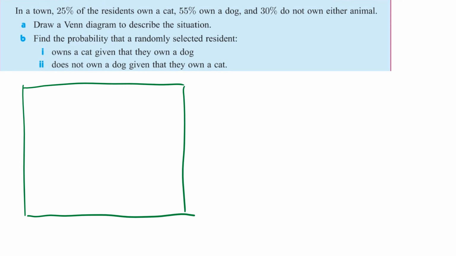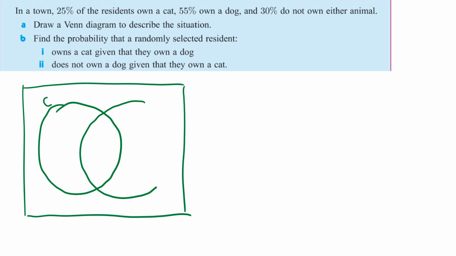I'm going to have two circles, one for cat, one for dog. The problem told me that 30% do not own either animal, so I'm going to put a 30 out in the soup. You could write it as 0.3 if you want, but I'm just going to assume that the universe is 100% instead of making the universe 1 and using decimals.